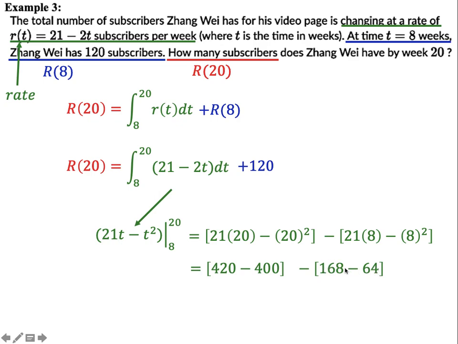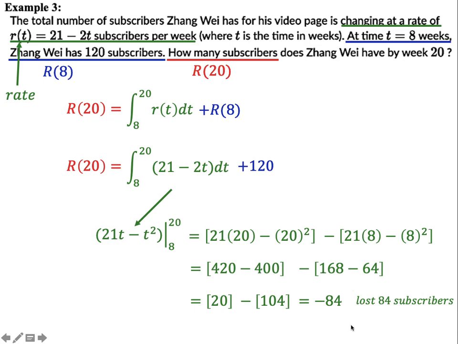So now I'm going to take care of this. 168 minus 64, that's 104. So we know we have 20 minus 104. And didn't I mention that he was losing subscribers each week because of that minus sign, right? So when I do that subtraction, I get a negative 84.